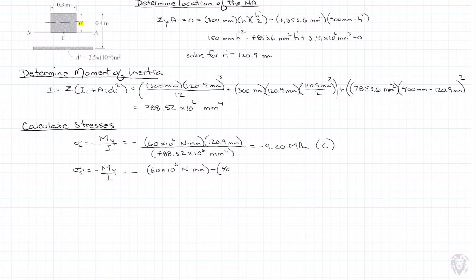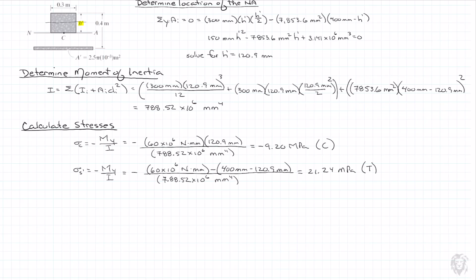So, negative 400 millimeters minus 120.9 millimeters. And the I has not changed. We're still using the I of our transformed section, 788.52 times 10 to the 6 millimeters to the 4th. And so our sigma s prime comes out to be 21.24 megapascals positive. So that will be tension, which is as we expected. That's why we put the steel there in the first place.